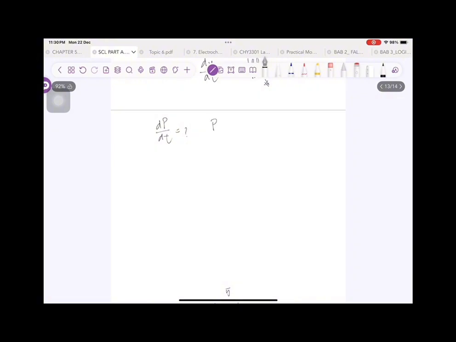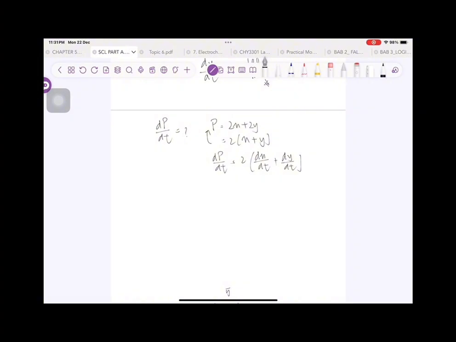P equal to 2x plus 2y. Simplify it to 2 open bracket x plus y. And then we have to differentiate this equation, and it becomes dP over dt equal to 2 dx over dt plus dy over dt. Since we have all the information, we can just substitute in this equation.